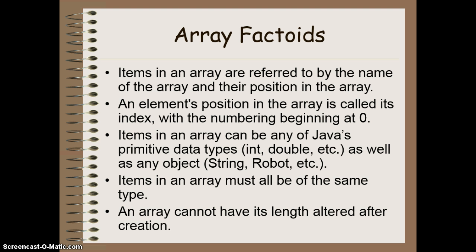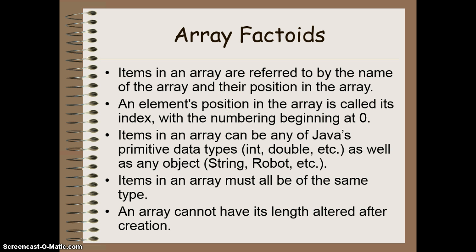Now there's a couple of things we need to remember when we're working with arrays. The first is that when we're talking about an item in an array, we have to talk about the name of the array and its position or index within the array. And when we talk about an element's index or position, we have to talk about numbering from the position 0. So just like when we're talking about a character position in a string, we have to do the same thing here where we start numbering it at 0. So the first element will be position 0.